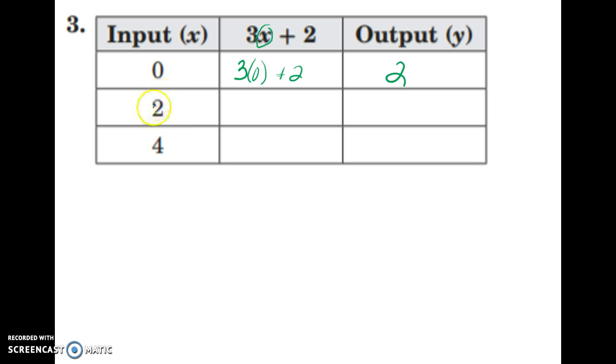Next, our x value is 2. So this time, we substitute the 2 in for x. Notice I'm using parentheses. So it's 3 times 2 plus 2. Well, 3 times 2 is 6. Plus 2 is 8. And finally, 4. I substitute the 4 in for x. So it's 3 times 4 plus 2. I know that 3 times 4 is 12. Plus 2 is 14.